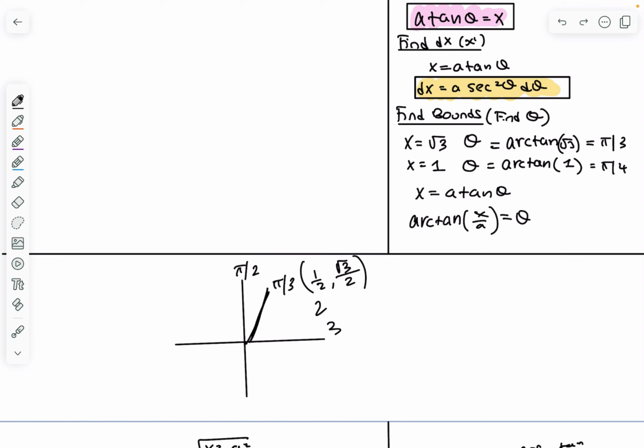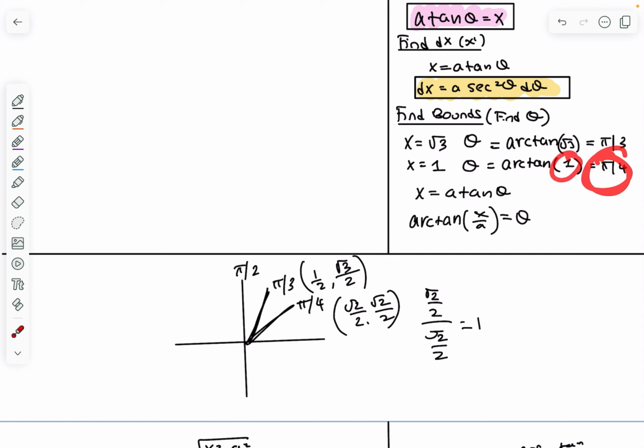So in this case, we're asking tangent of what angle is going to give us square root of 3? Well, it's going to be pi over 3, because tangent is just sine over cosine, or y over x if you want to think about it like that. So square root of 3 over 2 divided by 1/2, I just took the reciprocal, which is 2, and we got square root of 3. And then the pi over 4, if we take square root of 2 over 2 divided by square root of 2 over 2, it's the same thing, it's just 1. So tangent of what angle is going to give us 1? Well, that angle is pi over 4.